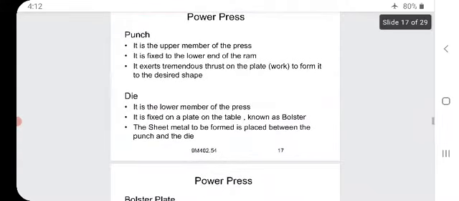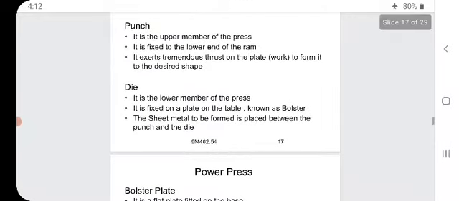Then the die. It is the lower member of the press. It is fixed on the plate of the table, known as a bolster. The sheet metal to be formed is placed between the punch and the die.